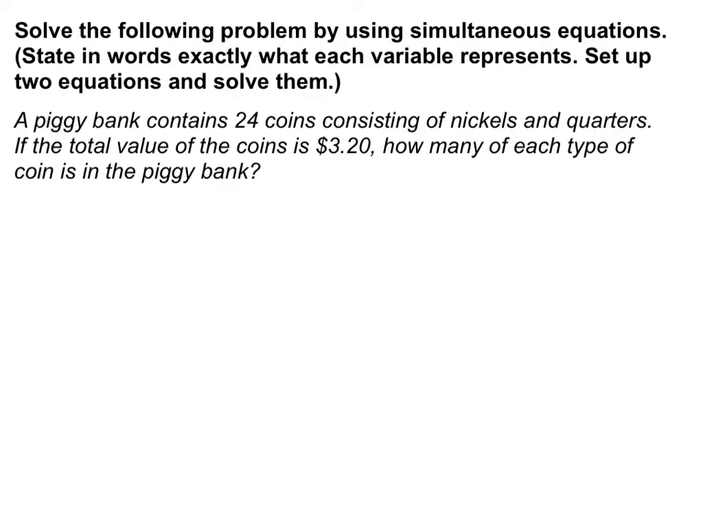A piggy bank contains 24 coins consisting of nickels and quarters. If the total value of the coins is $3.20, how many of each type of coin is in the piggy bank?